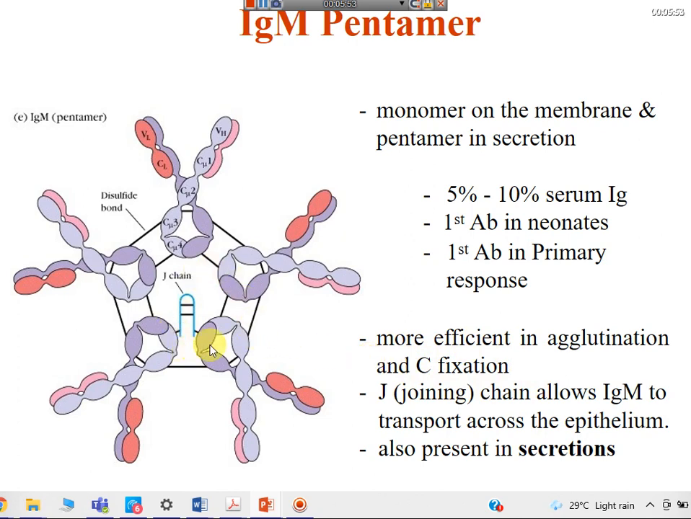Now this J chain allows IgM to be transported across the epithelium. In the case of IgA also we see this J chain, and also in the case of IgM. So this is the component of the oligomer that helps in the transport of this molecule across the epithelium. That's why this antibody molecule is found in body secretions, because it passes through the gastrointestinal, or respiratory, or urogenital epithelium. So that's why it is found in the secretions.